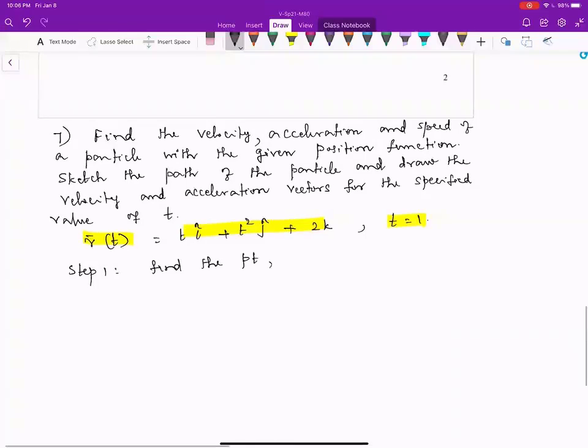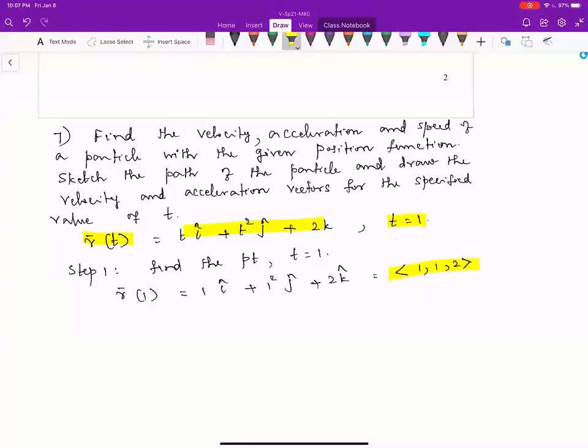Find the point corresponding to t equal to 1. So r of 1 would become 1i plus 1 squared j plus 2k. So the vector r of 1 is (1, 1, 2), but in terms of the point, it is 1 comma 1 comma 2: x coordinate, y coordinate, and z coordinate. So this is your first step.